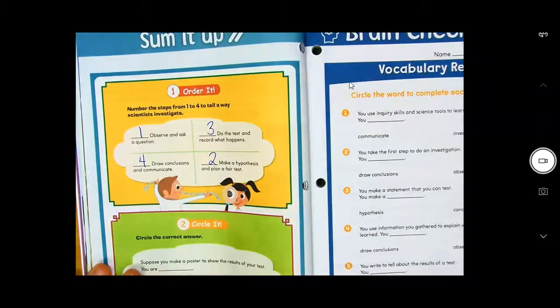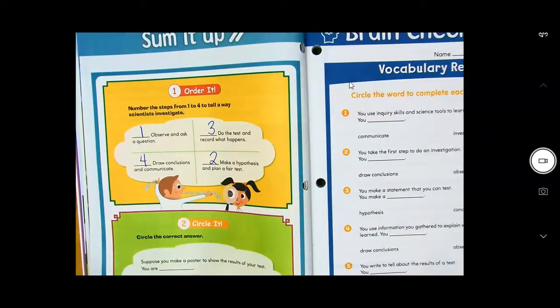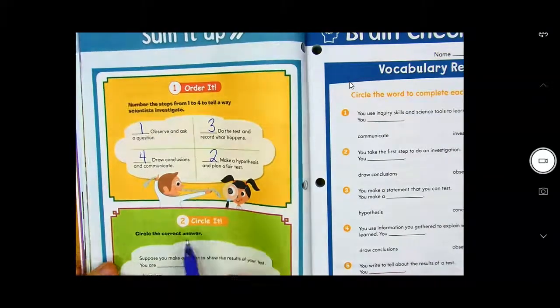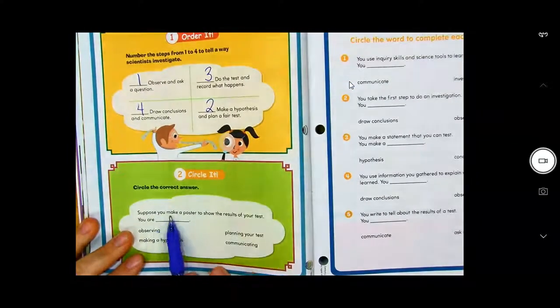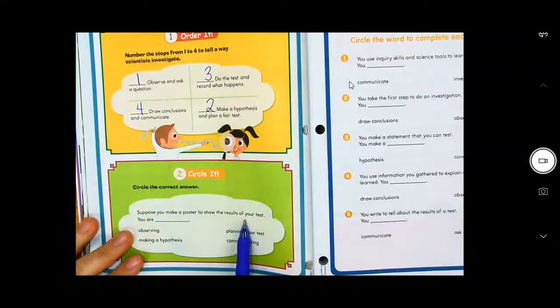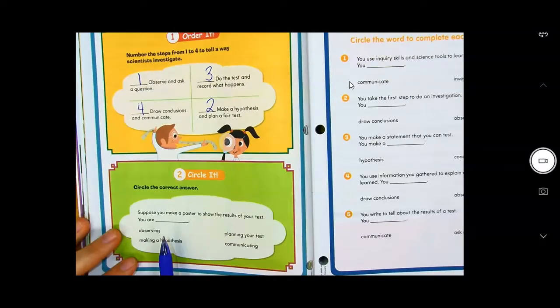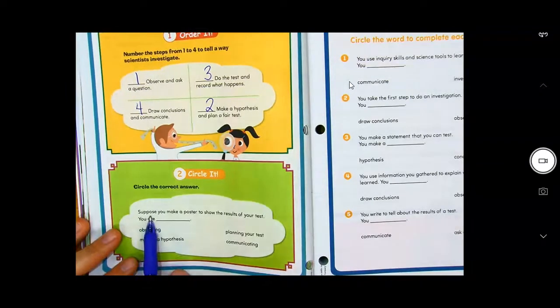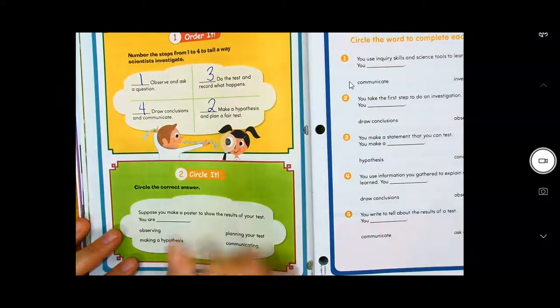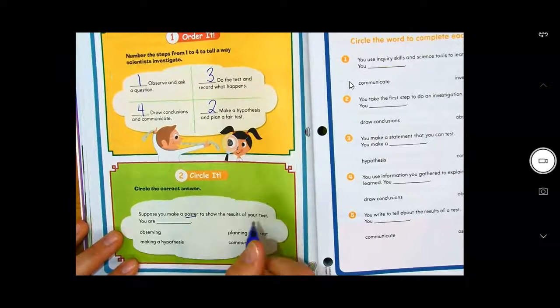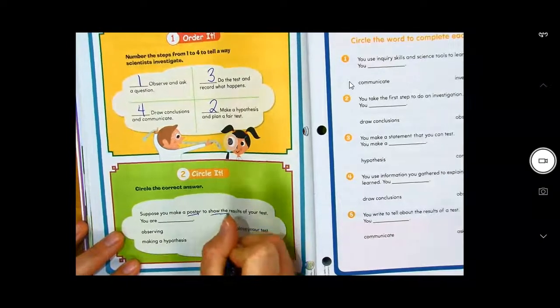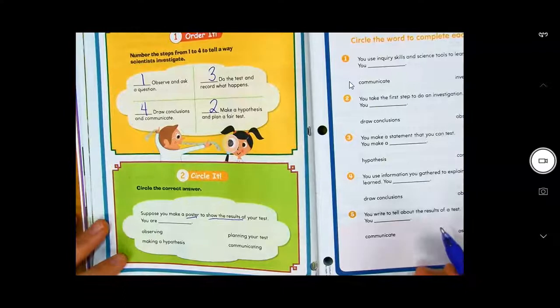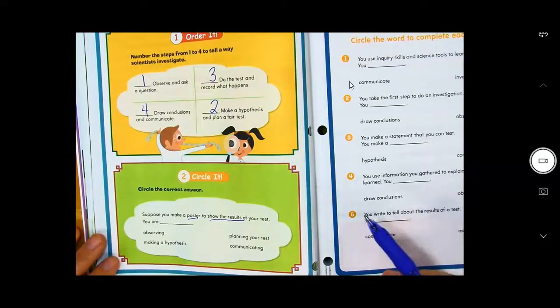They're communicating, they're talking with other people, they want to share their results and let everyone know what happened. Circle the correct answers. Suppose you make a poster to show the results of your test. You are doing what? Observing, making a hypothesis, planning your test, or communicating. So let's go ahead and look back. Suppose you make a poster. So you made a poster to show the results of your test, of what happened during your test.